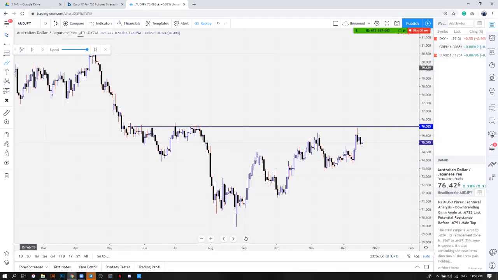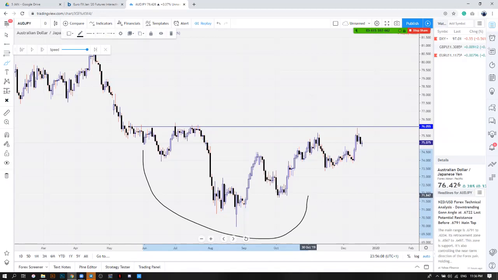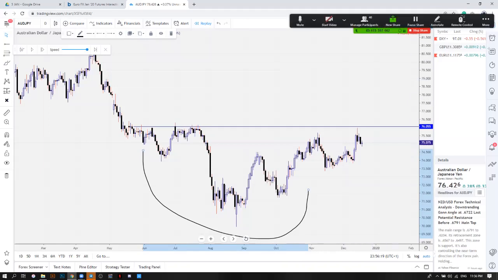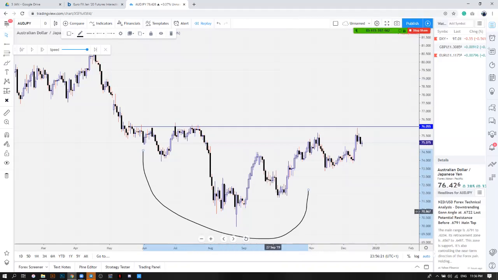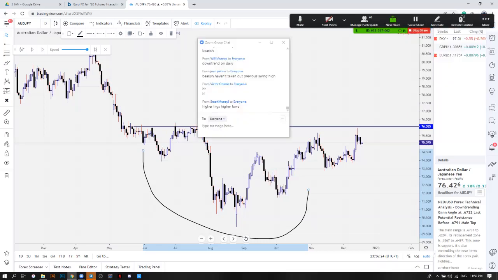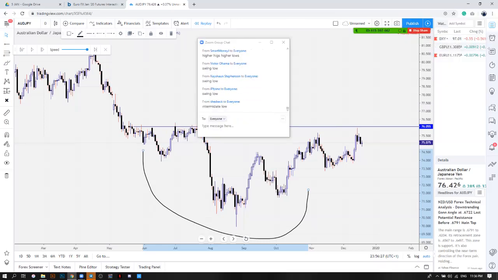What do you think went on here? Someone answer that for me. What can you see from this low to this low to this low? 1, 2, 3 lows. What swing low? Shadrach says intermediate swing low. Long-term high? No. We're looking at the lows, not the high. Exactly. Chris got it. Long-term low.